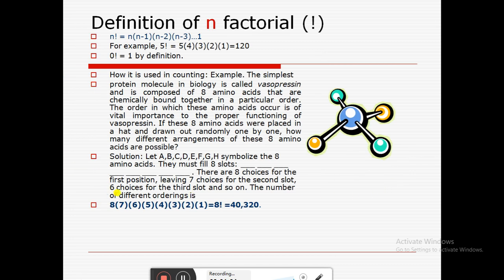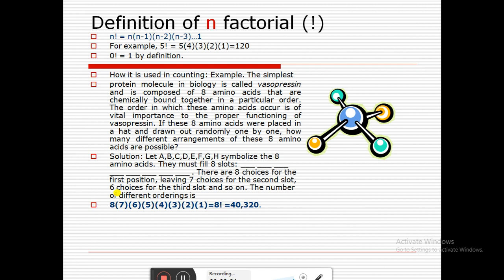We have learnt that n factorial is equal to n into n minus 1, into n minus 2, into n minus 3 and so on. For example, 5 factorial is 5 into 4 into 3 into 2 into 1, and the product is 120. 0 factorial, by definition, is 1.